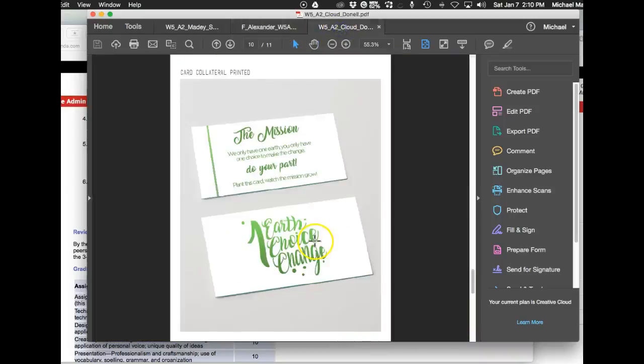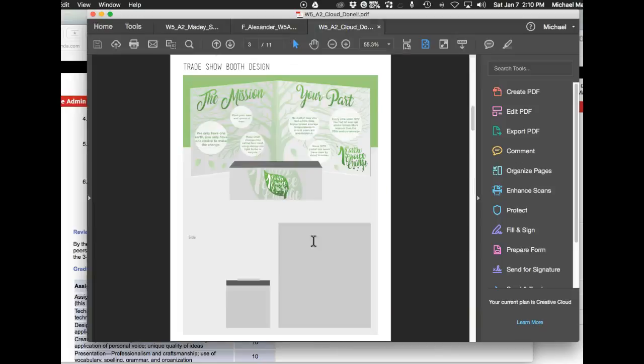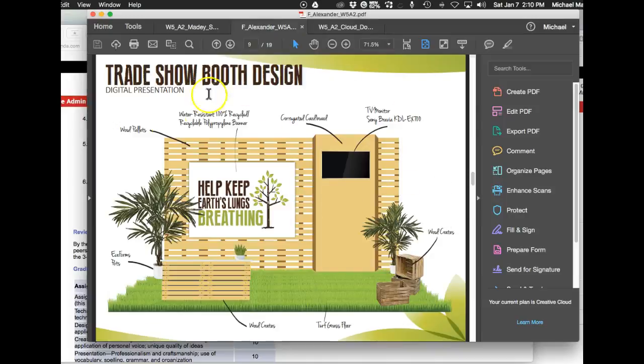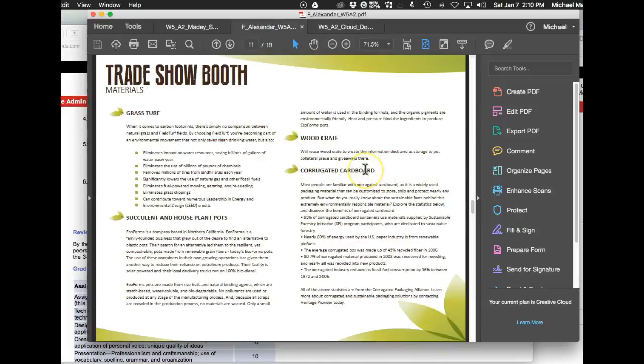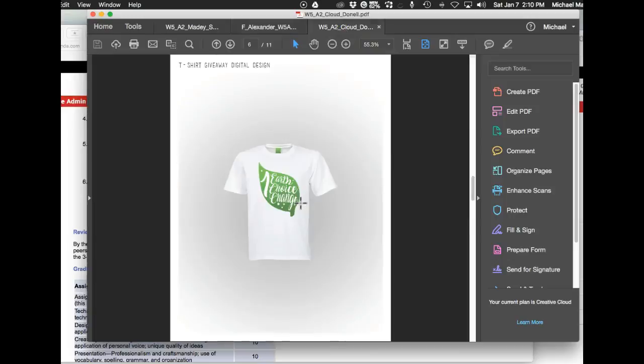Now, if we compare that to your trade show, Donnell, we see that this is all you have for your trade show. Okay, this is what you have for your trade show. And in some of the other presentations, the trade show comes complete with this, and then 2 pages completely describing the materials and why they're used. Okay, so this is what I'm looking for in your presentation.